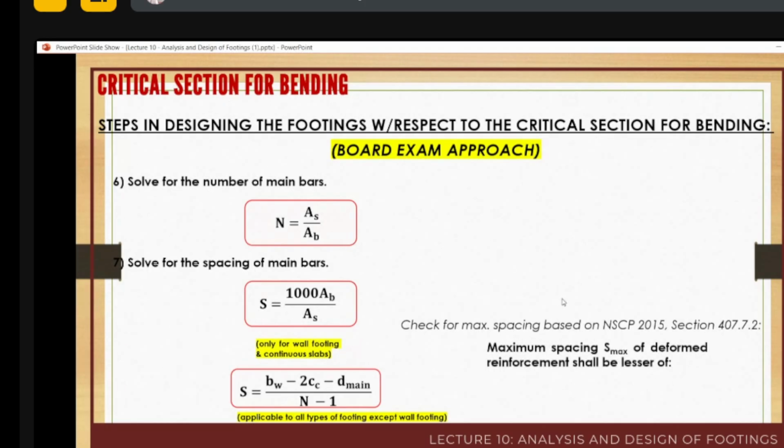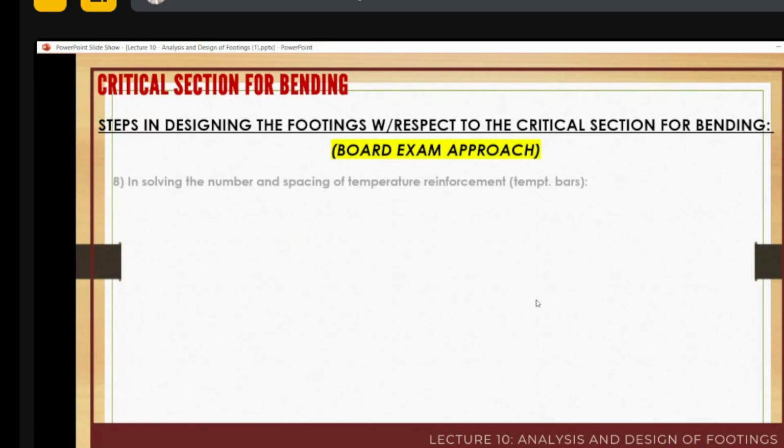Then check for the maximum spacing based on NSCP 2015 section 407.7.2. The maximum spacing of the bar reinforcement shall be the lesser of this formula or this value: 3 times the total depth of our footing, or it should not be greater than 450 mm. So that is based on our NSCP.